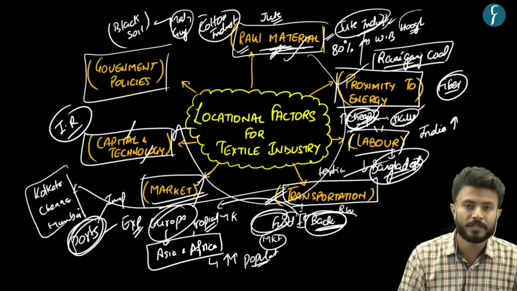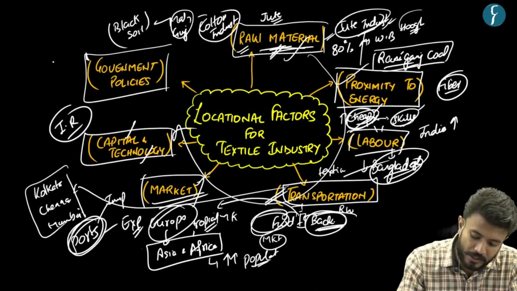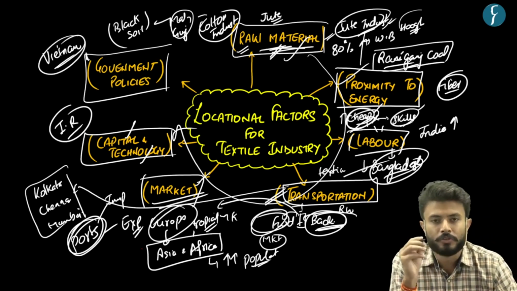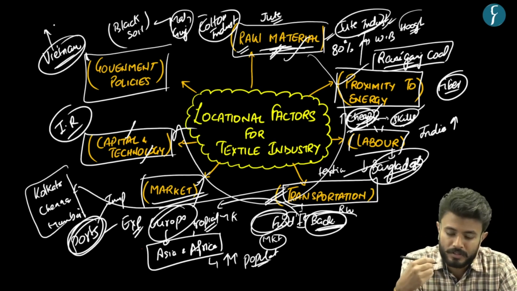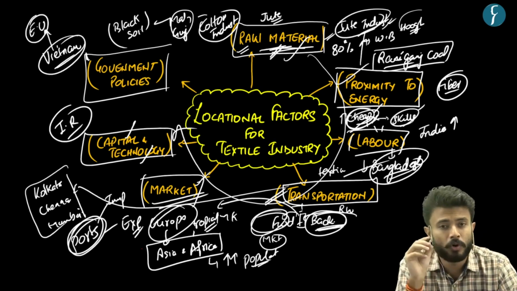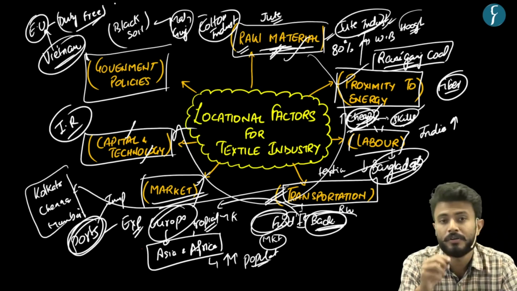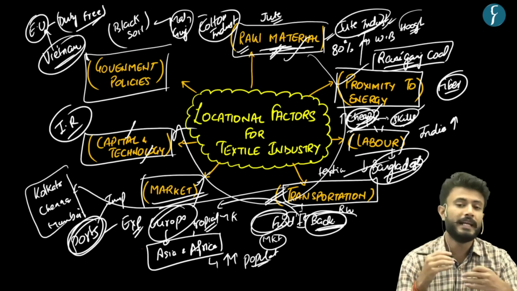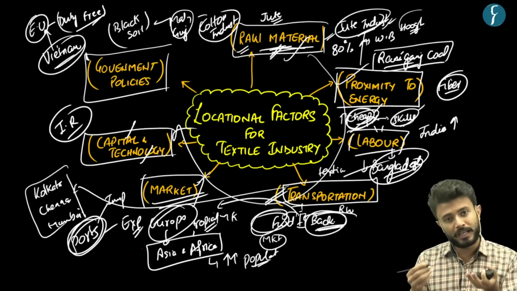Next is government policies, right? So again, government policy is very important. For example, let's take the example of Vietnam. Whatever textile exports Vietnam does with Europe, all those products are basically duty free in Europe, which is not the case for India, right? So when India is exporting, when the European Union is importing the Indian product, they are levying duty.